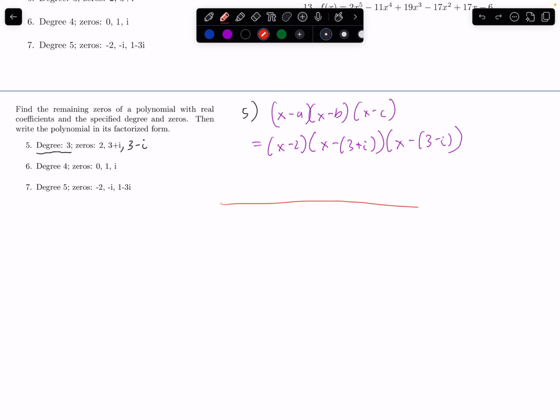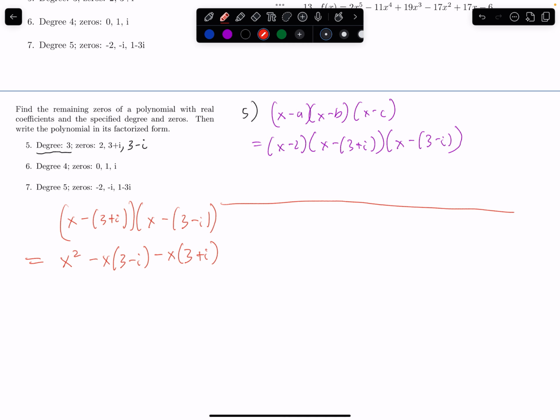Okay, leave some space for the end result right there. And the side work is going to be out here. I'm going to do x minus 3 plus i times x minus 3 minus i. So foiling that out, first terms, leading terms, I get x squared. Then the outer terms, it's going to be negative x times 3 minus i. And then these terms, it's going to be negative x times 3 plus i. Okay, last term is minus times minus, so it's going to be plus, right? And it's going to be 3 plus i times 3 minus i.